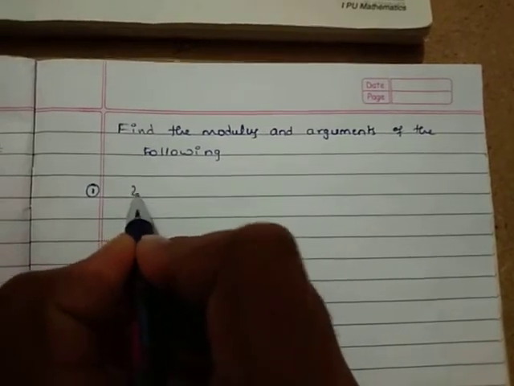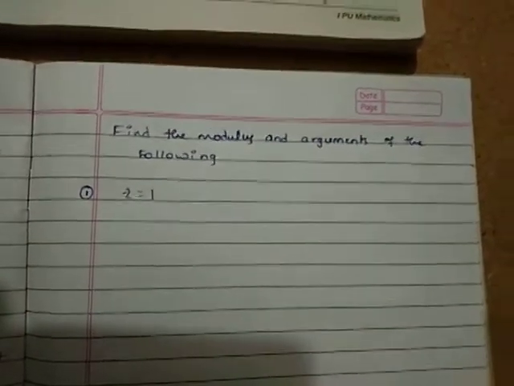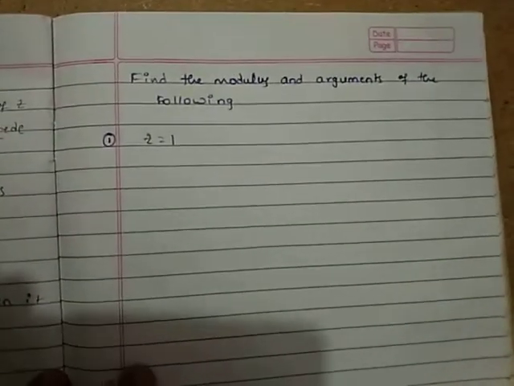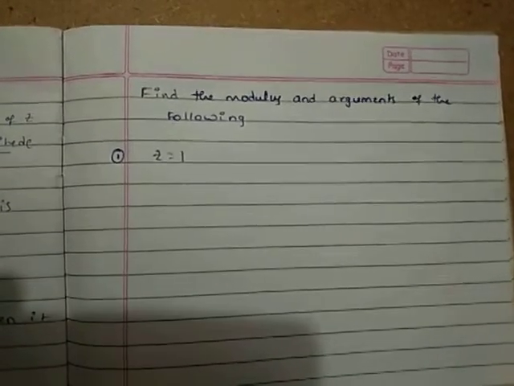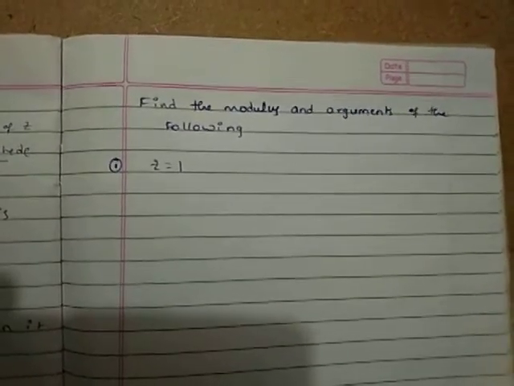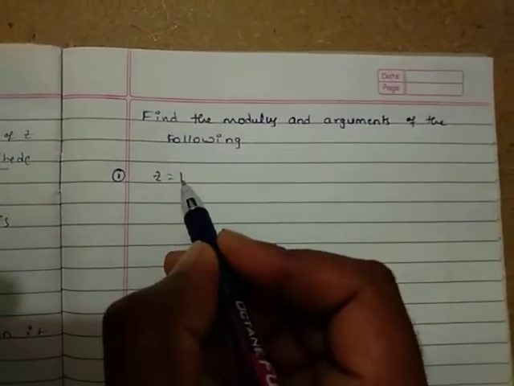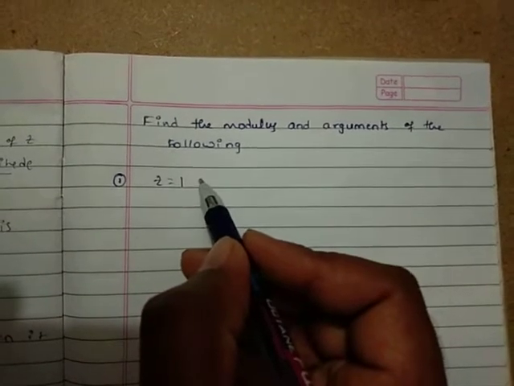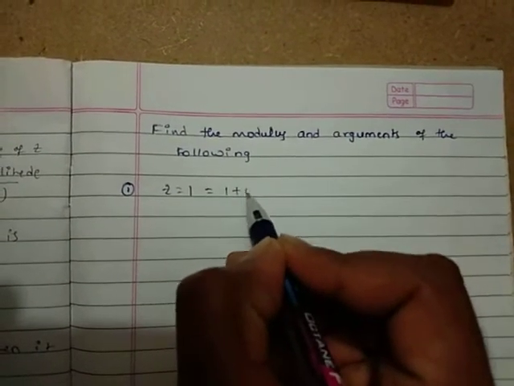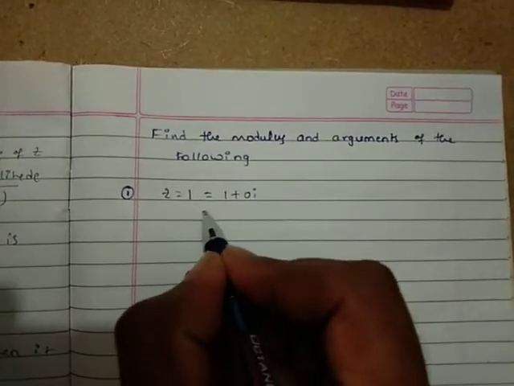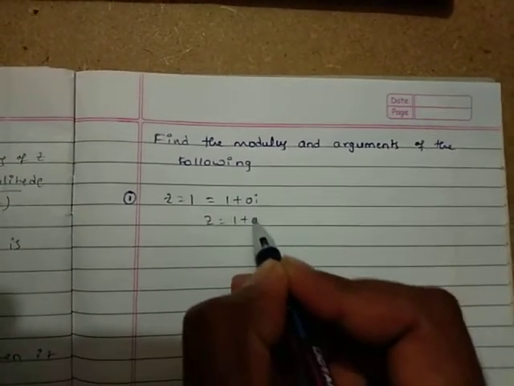So if z is equal to 1, we need to understand the concept here. They have given that z is equal to 1. We need to convert this z into the standard representation of a complex number, which is going to be a plus ib. Here the real part is 1 and the imaginary part is 0, so it can be written as 1 plus 0i. We can say that z is equal to 1 plus 0i.